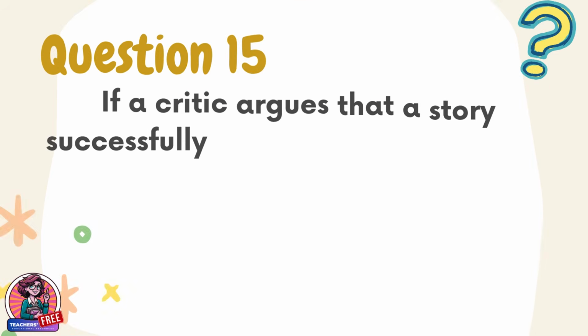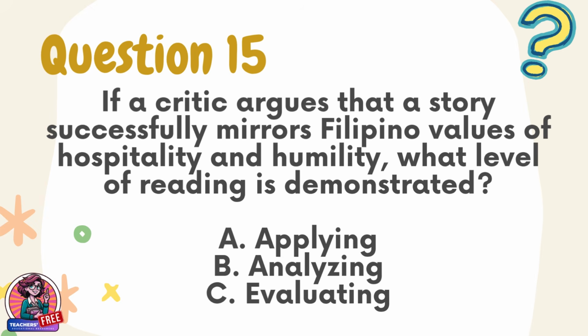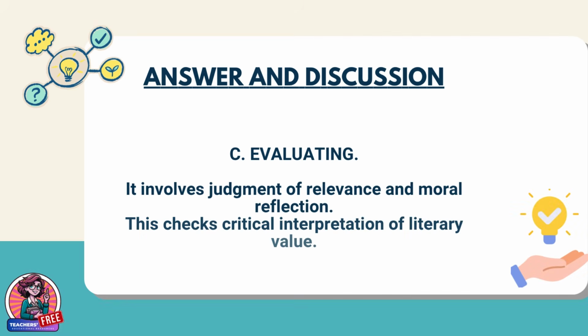Question 15. If a critic argues that a story successfully mirrors Filipino values of hospitality and humility, what level of reading is demonstrated? A. Applying. B. Analyzing. C. Evaluating. Answer. C. Evaluating. It involves judgment of relevance and moral reflection. This checks critical interpretation of literary value.